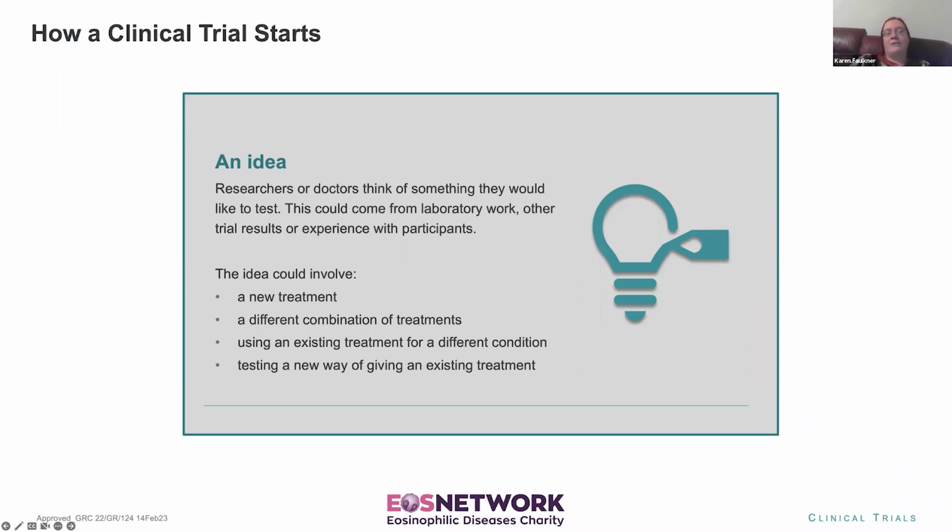And the slides are geared towards pharmaceuticals because that's the easiest to explain, but the same processes are also followed for other treatments. So diets and things along those lines, and also for new investigations, the same process follows. So they will have an idea that they want to use a particular type of scan for a new condition. The same process will follow.